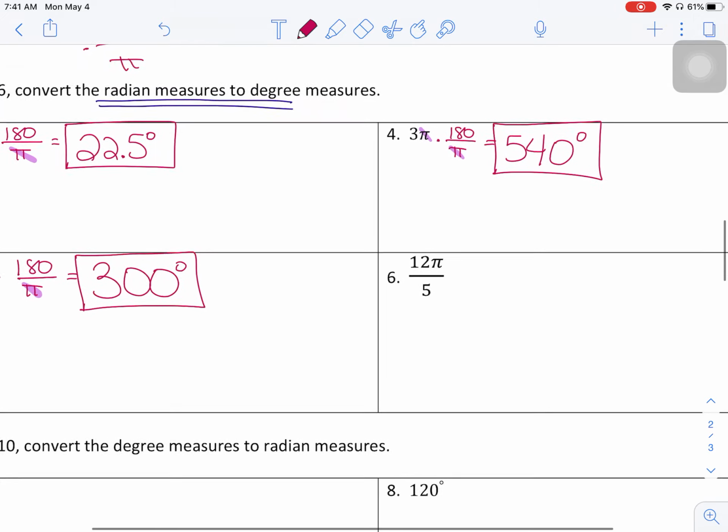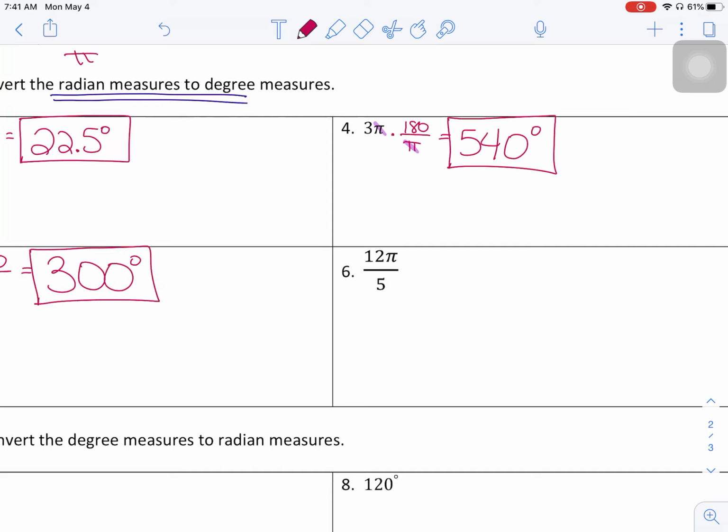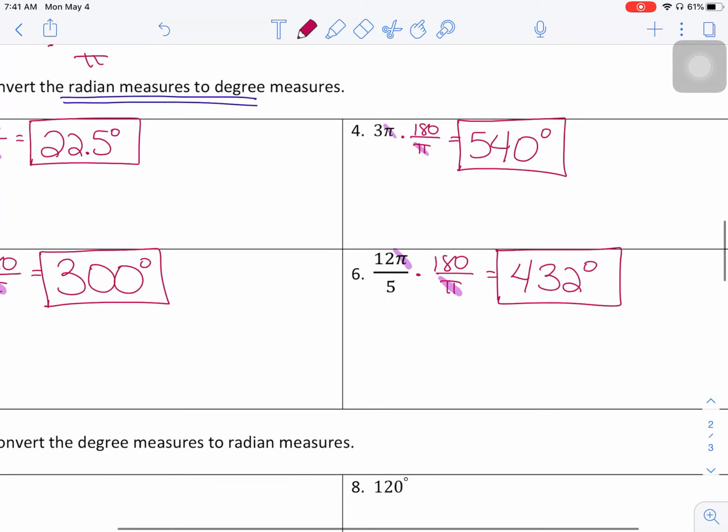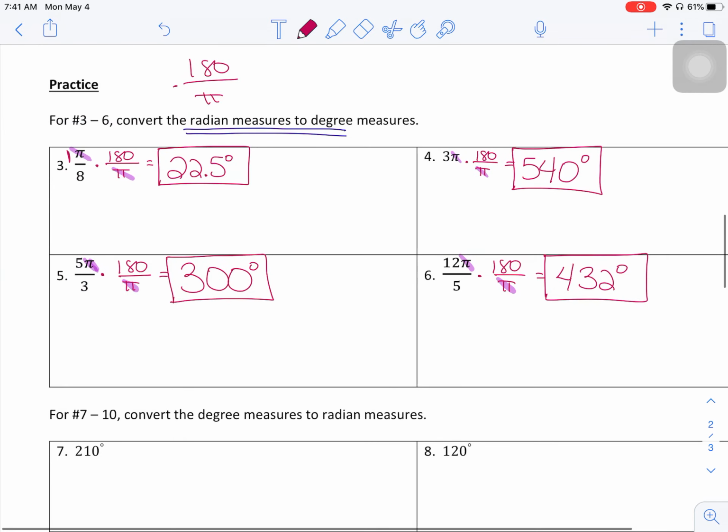Problem number 6, same process, 180 over pi. I'm going to cancel out those 2 pi terms. In my calculator, 12 divided by 5 times 180. That is the always popular 432 degrees. All right, and so that takes care of that first set of practice problems where you need to convert from radians to degrees.